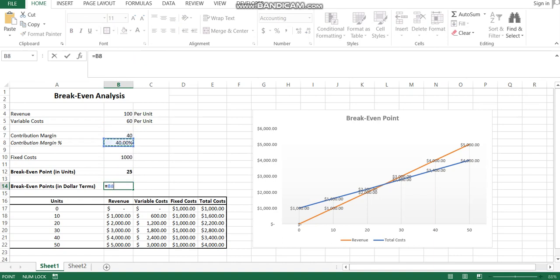Let's divide fixed cost by contribution margin percentage. This would give 2500. So it shows 25 units must be sold to cover all the business related costs, or $2,500 revenue earning or sales must be done to achieve break-even point. You can see after $30 or around $30, the revenues are more than total cost, this line. So beyond the 25 units sale, the business would start making profit, and below 25 units sale, the business would incur loss.